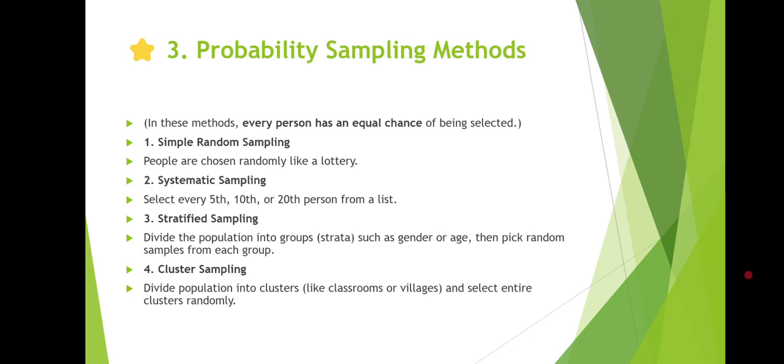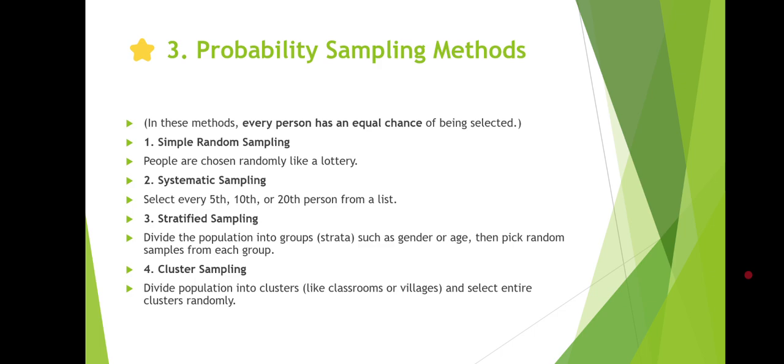Second, we have systematic sampling. In this method, we select every kth person. First, we choose a starting point and then pick every 5th or 10th person. For example, selecting every 10th student from the attendance list.